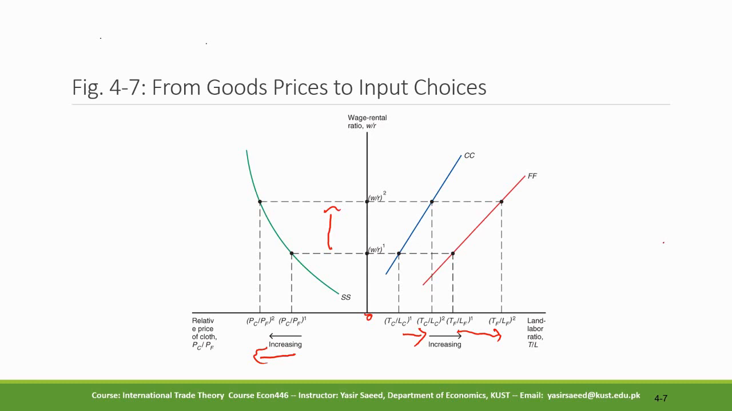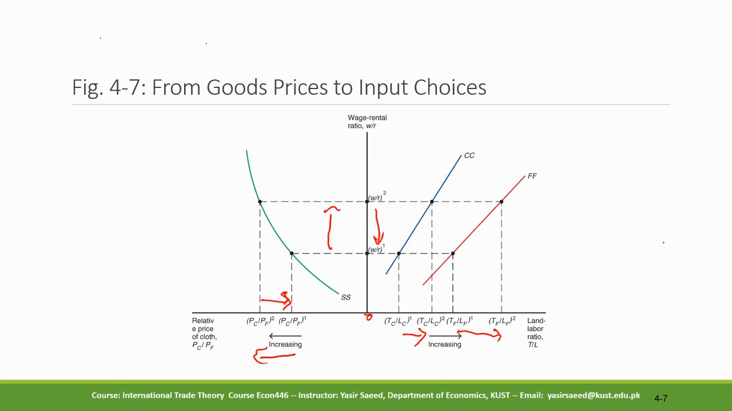Then again, we may also try to look at it from the perspective of food. What if we increase the price of food? What will happen? Now you know that whenever we increase the value of something in the denominator, the overall value will decrease. So when price of food increase, wage to rental ratio will actually decrease because rent will increase now, and rent is in the denominator, so the whole value will decrease.